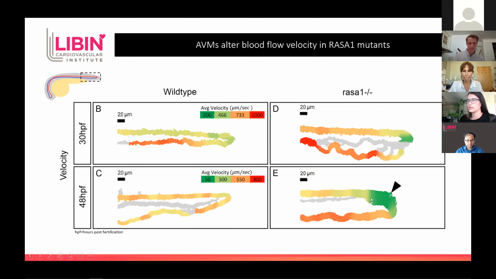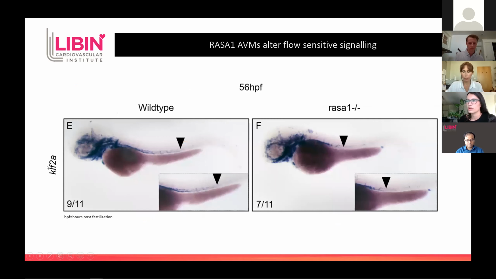So I wanted to understand if this had any transcriptional effects. So I stained for KLF2A, which is a flow-responsive transcription factor, and I saw that in RASA1 mutants, there was a decrease in KLF2A staining in the trunk.